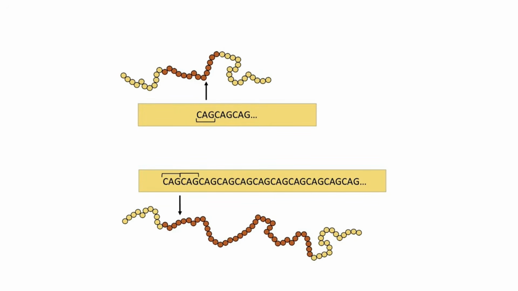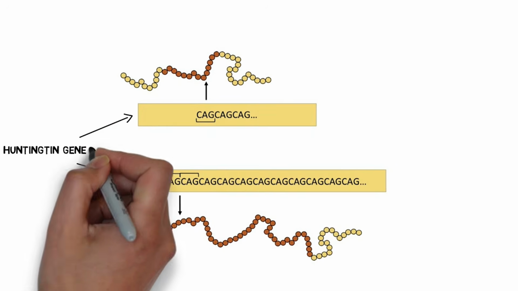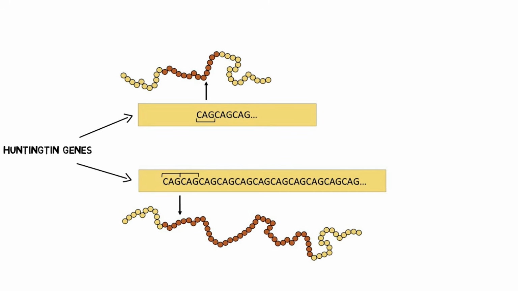The pathology of Huntington's disease can be traced back to a mutation in a single gene called Huntington. The mutation that causes Huntington's disease is a dominant mutation. Thus, if one parent has the disease, their child has a 50% chance of developing it too.